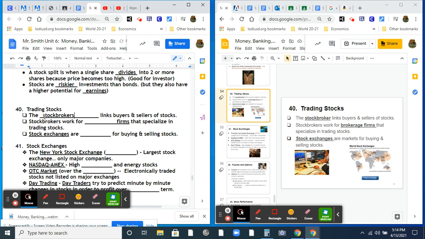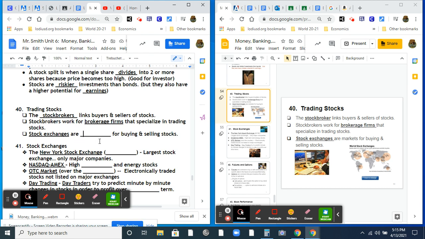Stockbrokers work for brokerage firms. They broker the deals, set things up. That's what that means. And they specialize in trading stocks. This is, I don't know, Charles Schwab, Merrill Lynch, these kind of companies.